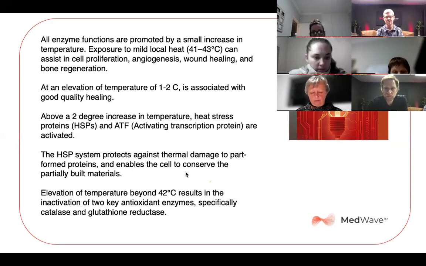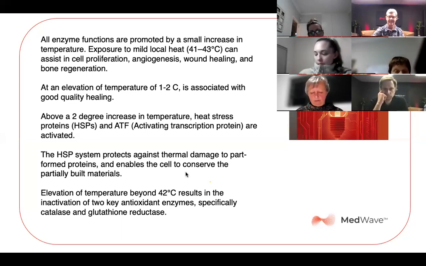But when we start to overheat, what's very important, and this is considered to be when the temperature starts to go above 42 degrees, so that would be like a fever, that results in inactivation of enzymes, and particularly two of our antioxidant enzymes. So now we will start to go into oxidative stress, and our redox will fall apart.